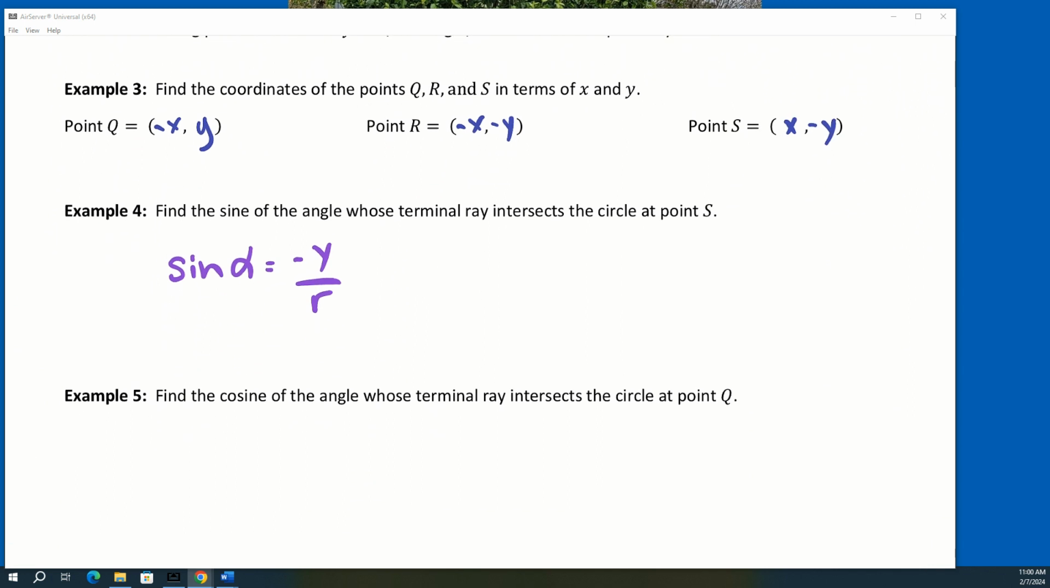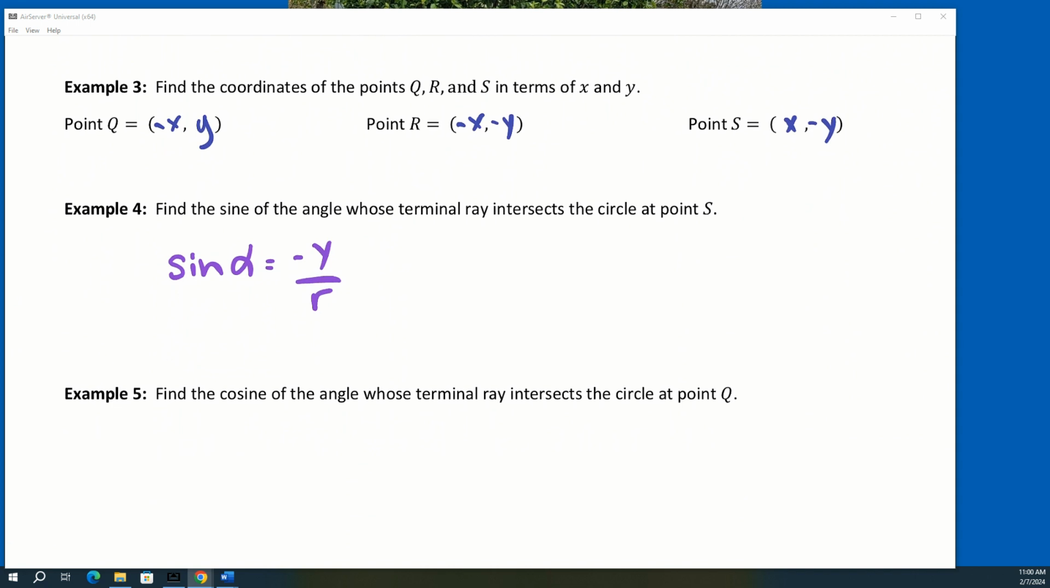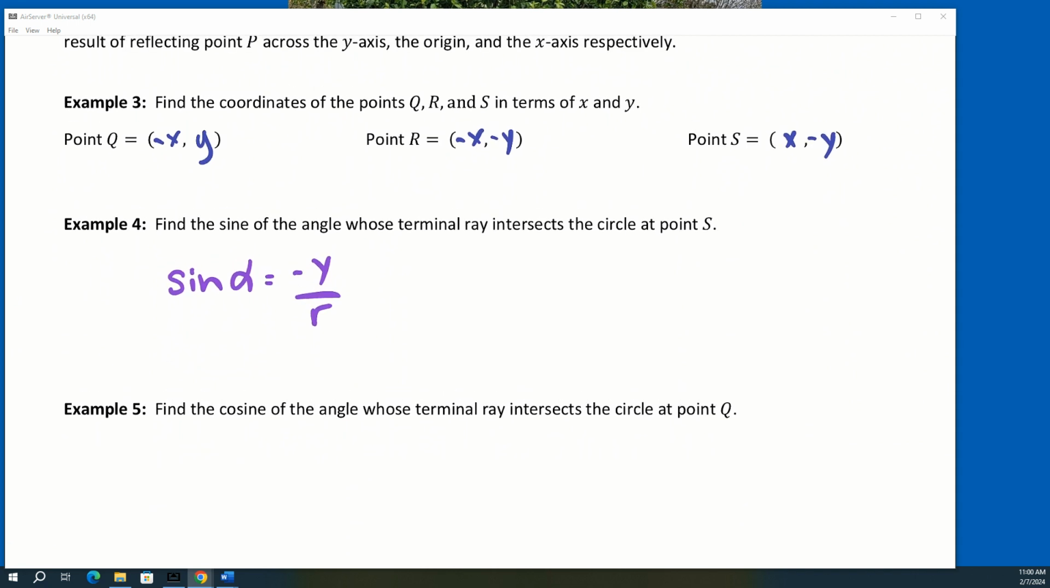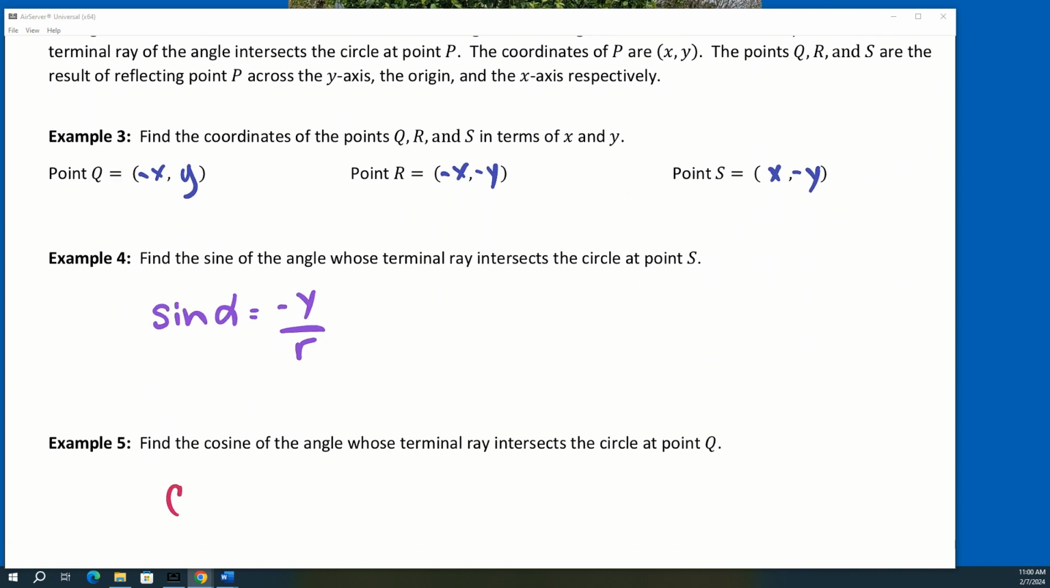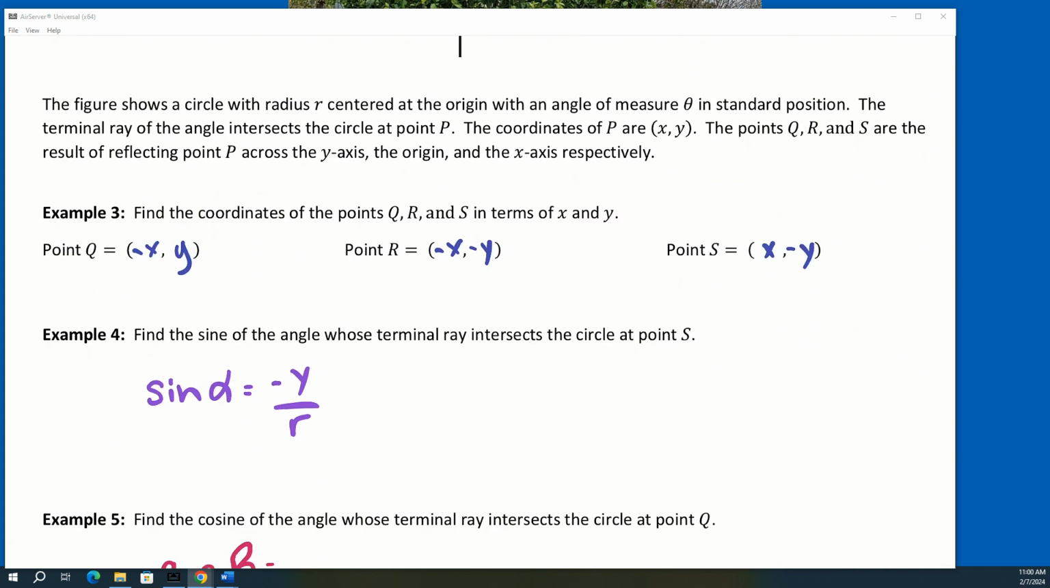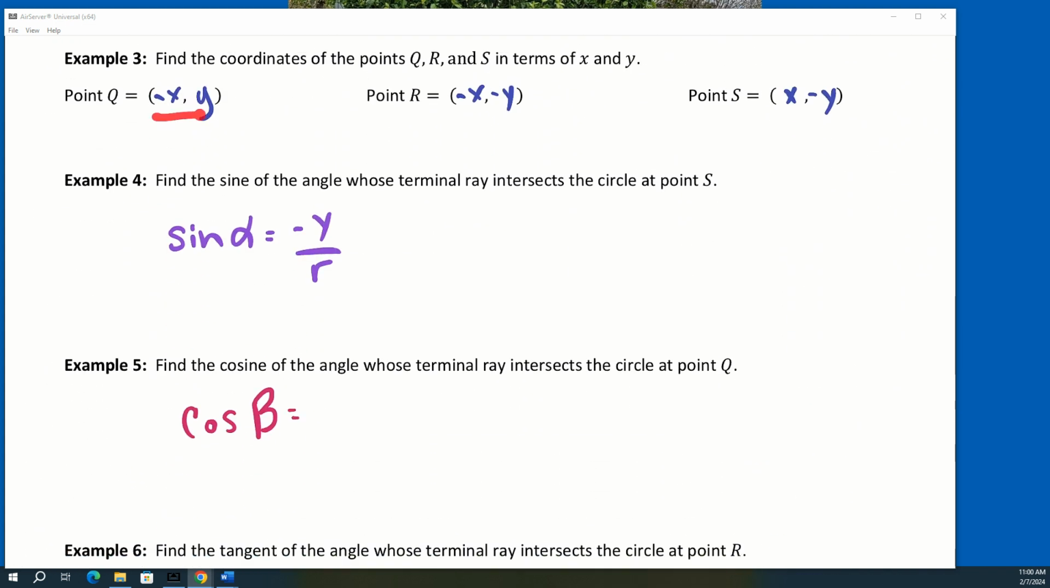Okay, and then for example 5, we're going to find the cosine of the terminal ray, or the angle whose terminal ray intersects with Q. Okay, so this is going to get kind of messy, but we're going to rotate from the positive x-axis to the terminal ray of Q, and we're going to call that beta. All right, and so we're going to find the cosine of beta. So we're talking about Q, so we're going to use this ordered pair. Cosine, we're going to use the x coordinate, and we're going to divide it by r to get the cosine.